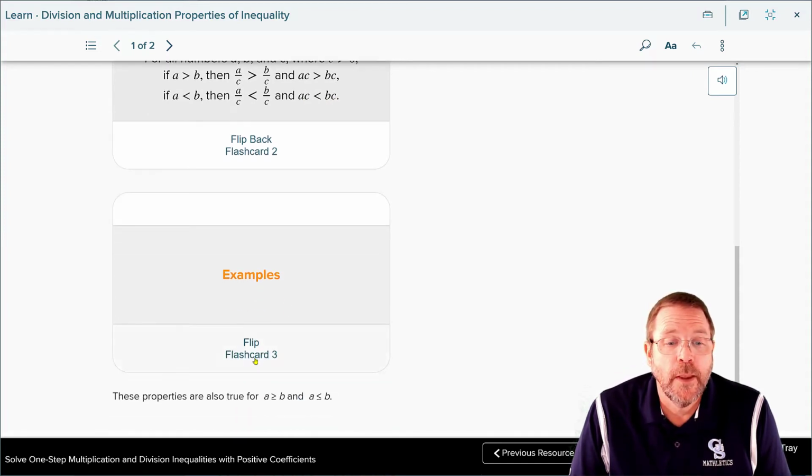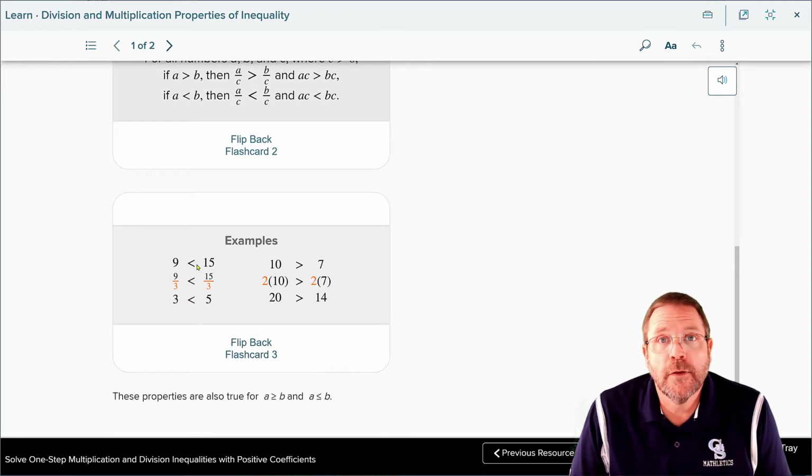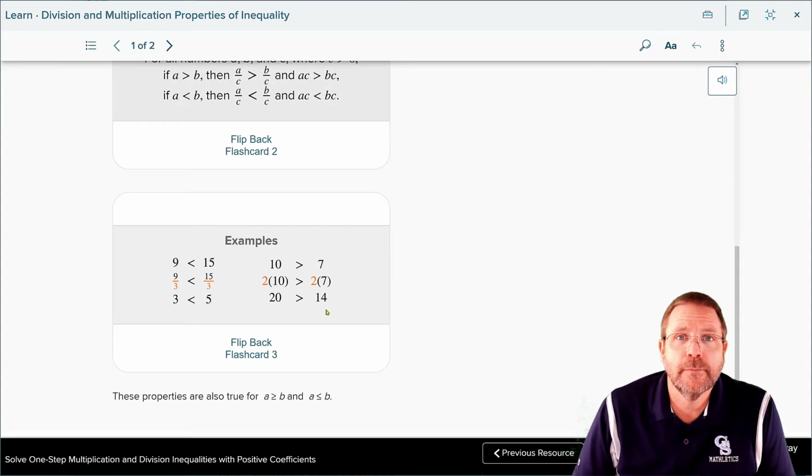And looking at those in real world numbers, if I had 9 is less than 15, we divide both sides by the 3. Guess what? 3 is still less than 5. If we had 10 is greater than 7 and we multiply both sides by 2, guess what? 20 is still greater than 14 every single time.